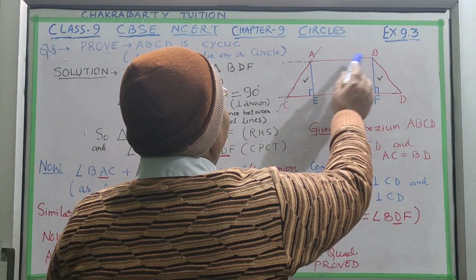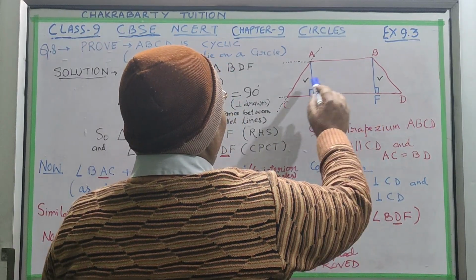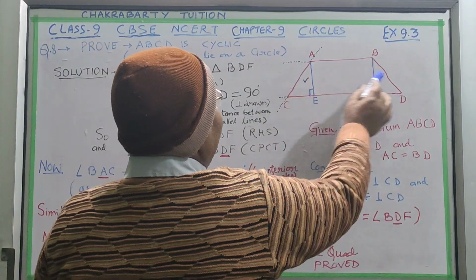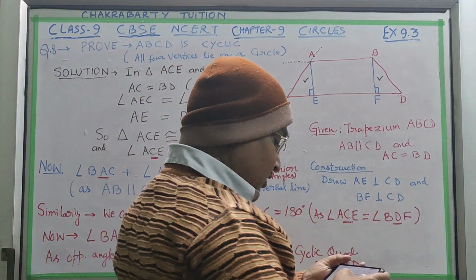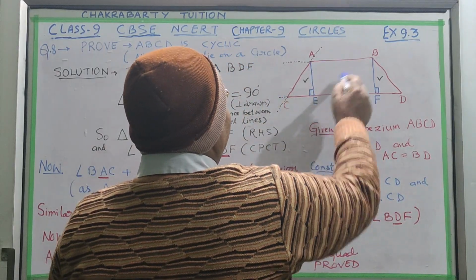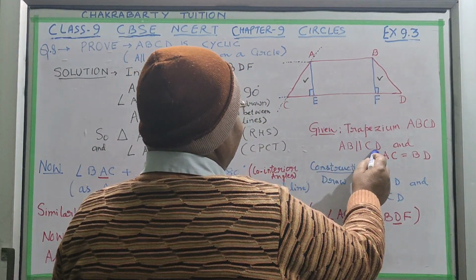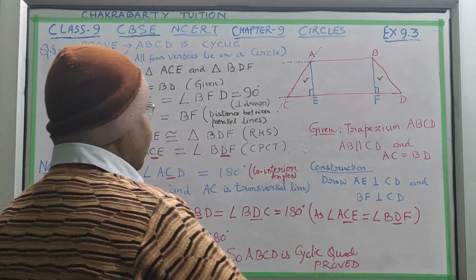A trapezium ABCD. It is a trapezium, and the non-parallel sides are this and this. So AC and BD are equal. The non-parallel sides are equal, and these are the parallel sides. AB and CD are parallel sides. Okay, this is given. Now we are going to make constructions to solve the question.